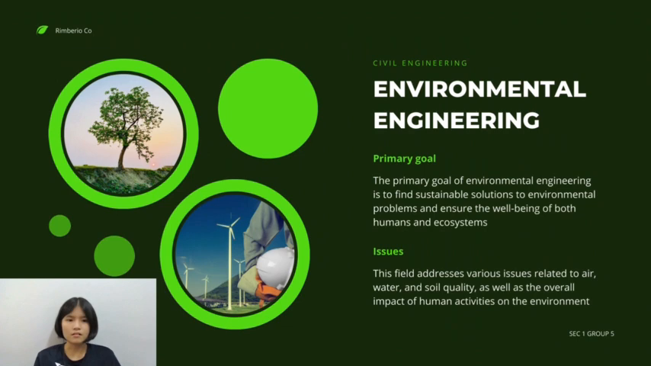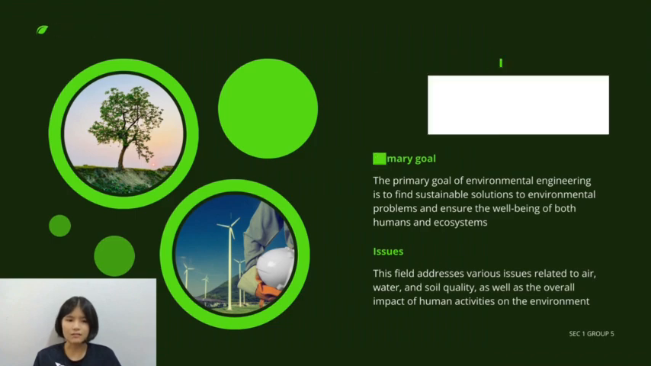The primary goal of environmental engineering is to find sustainable solutions to environmental problems and also ensure the well-being of both humans and ecosystems. There are some issues related to this field, which are related to air, water, and soil quality, as well as the overall impact of human activities on the environment.